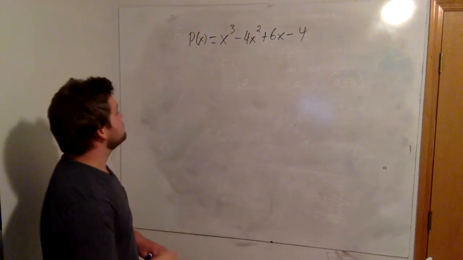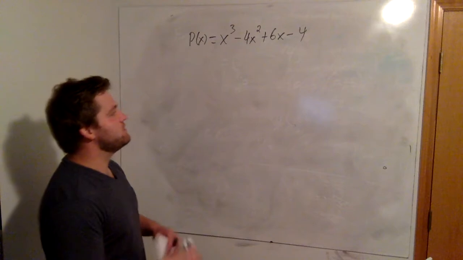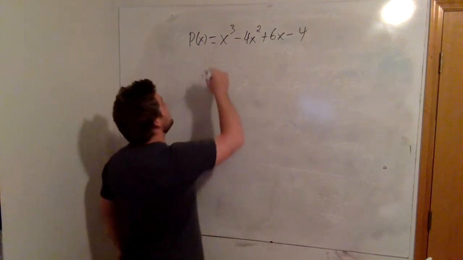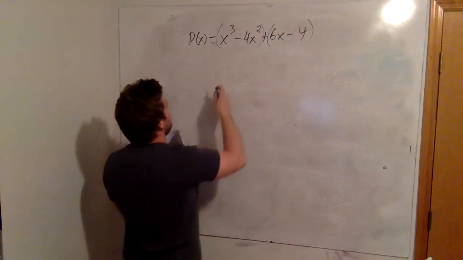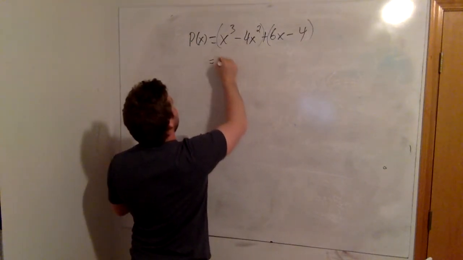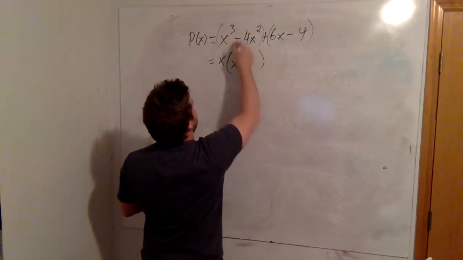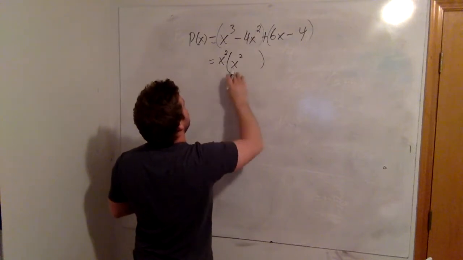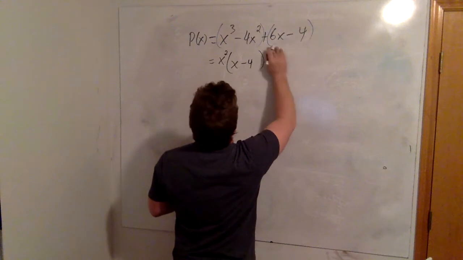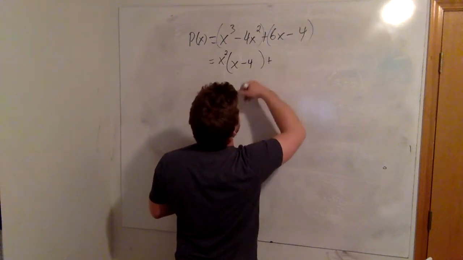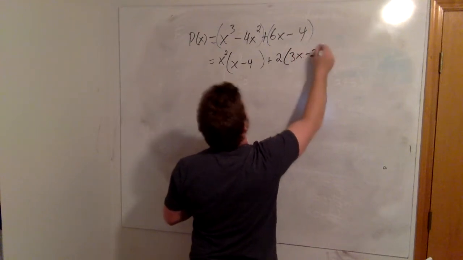So what we're going to do here is, I see a polynomial that has 4 terms. I'm going to check if factoring by grouping is going to work. Let's see if I group the first 2 terms and the second 2 terms. I can factor out an x squared out of the first group, so I'll be left with an x minus 4. But the only thing I can factor out of these 2 terms here, I believe, is a 2, and I'll be left with a 3x minus 2.